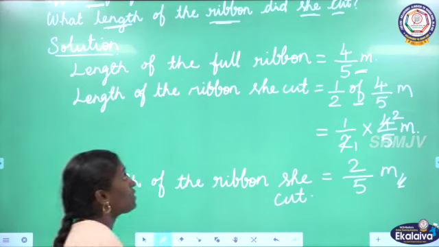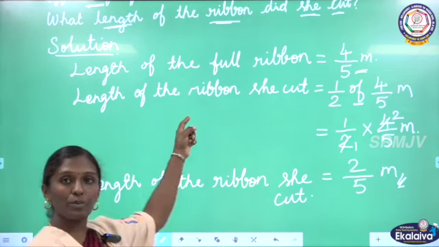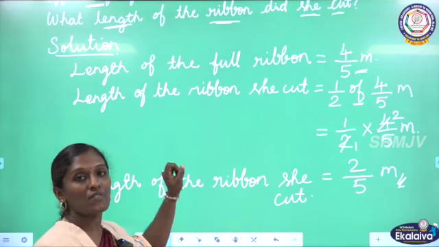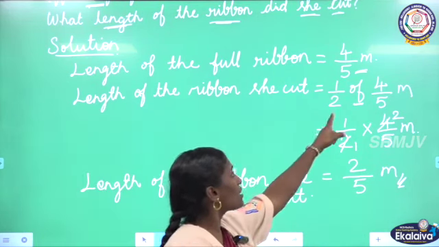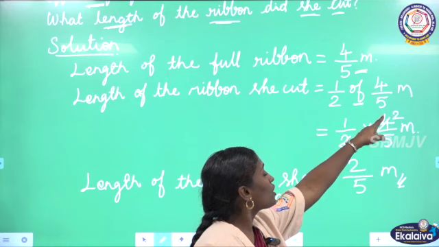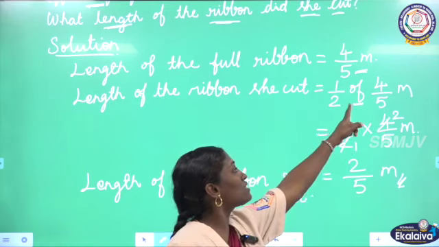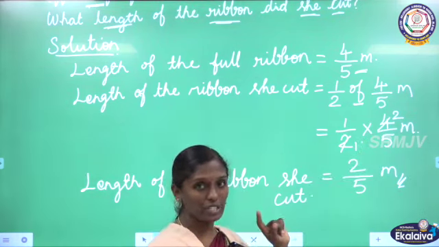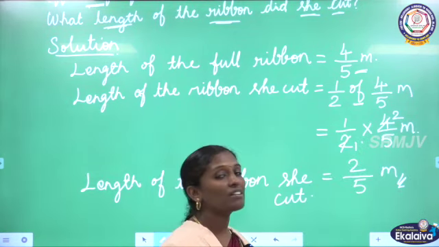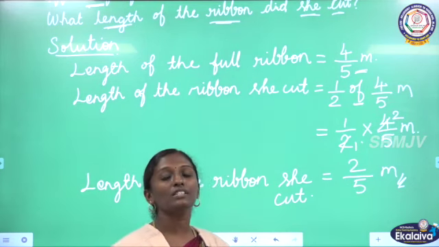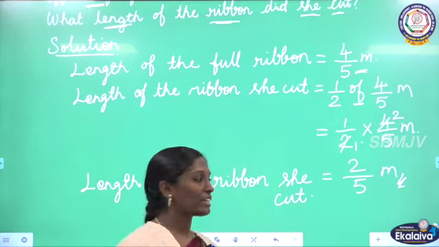Is it clear, children? Here the length of the full ribbon is 4 by 5 meter. She cut half of it. So we are writing 1 by 2 of the length of the full ribbon, that is 4 by 5 meter. Then instead of "of" we use the multiplication symbol. Then we are reducing it. Then we got 2 by 5 meter. This is the length of the ribbon she cut.